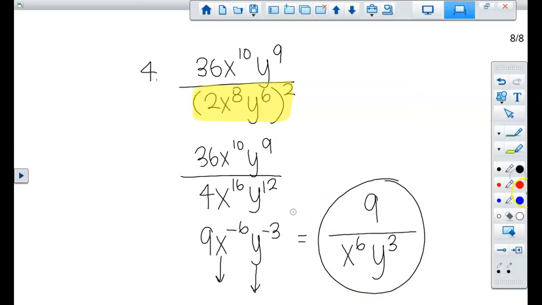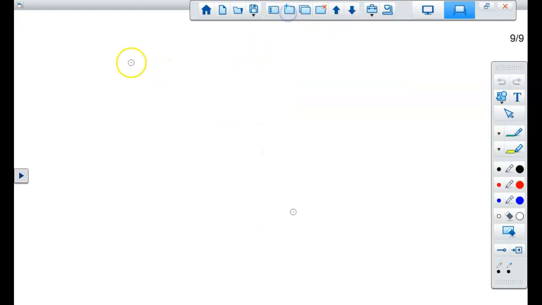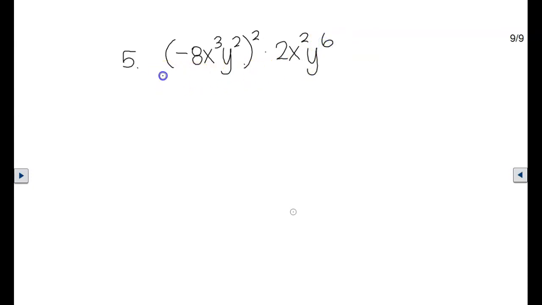Okay, I want to look at one last problem with you, and then I'm going to let you practice for a bit with this. Okay, so here is the last example we'll take a look at today.